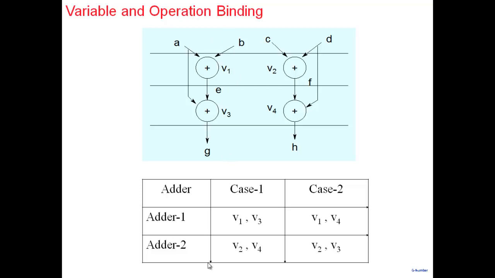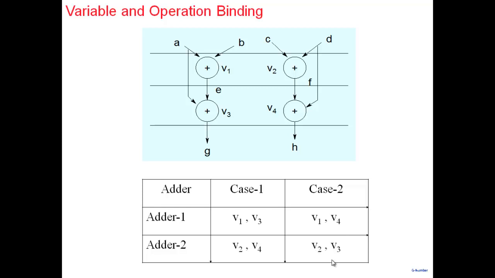So note that I can do the following. I can take adder number 1, and adder number 1 is going to carry out V1 and V3. And adder number 2 is going to carry out V2 and V4. Okay. I can also say adder number 1 is going to carry out V1 and V4, and adder number 2 is going to carry out V2 and V3.